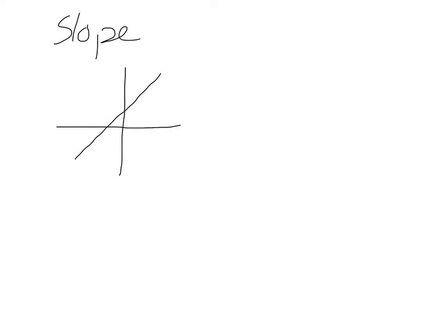So far in Chapter 6, we've started talking about slope. A couple of different things have come up. We've talked about the slope of a line being rise over run. Now, that's when we're working with a graph.